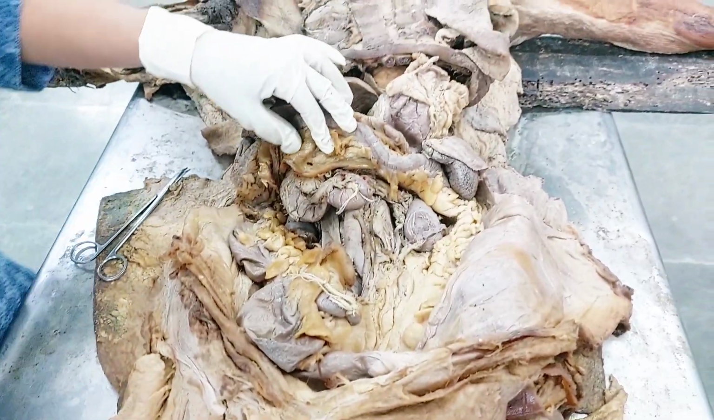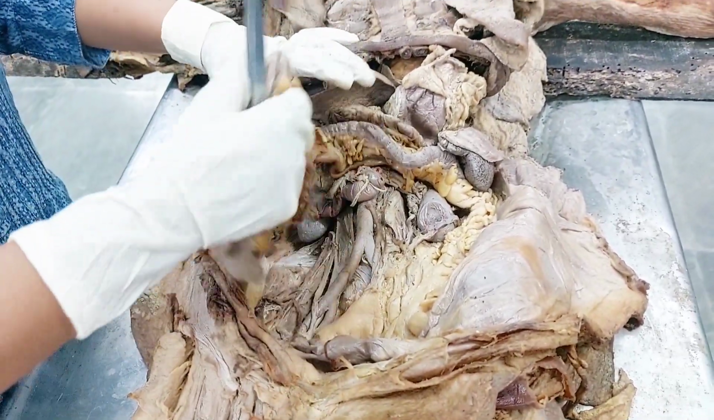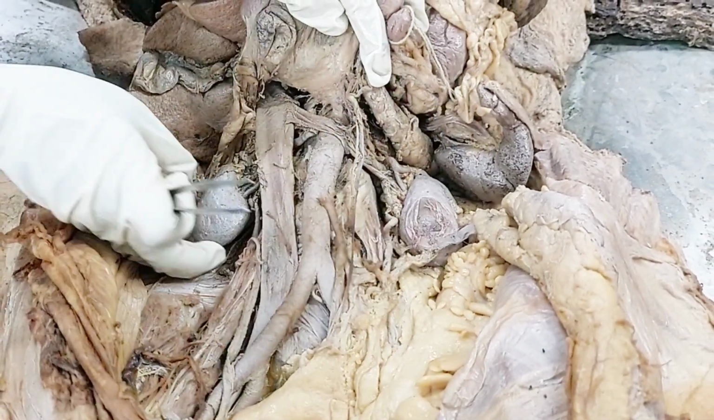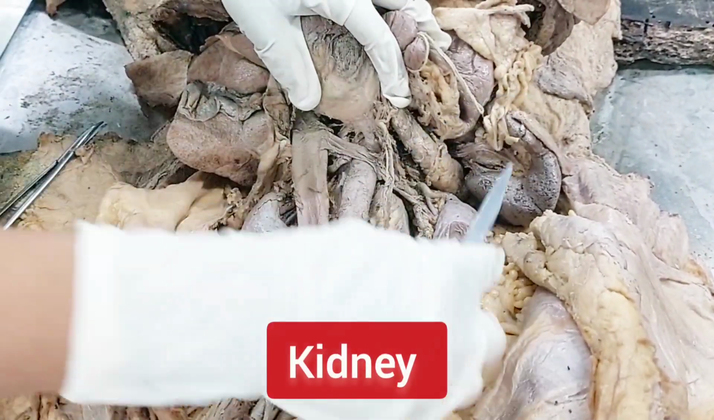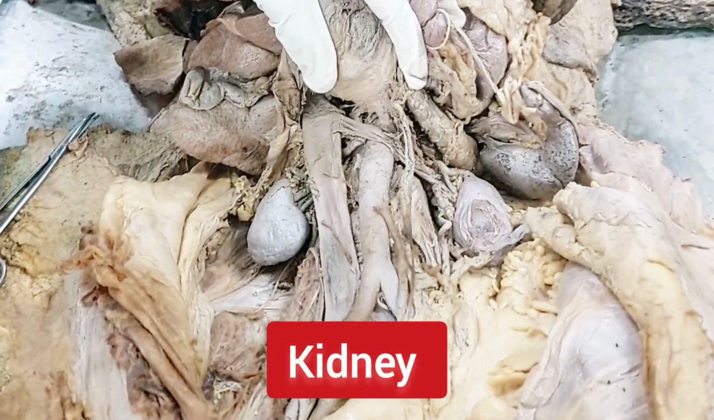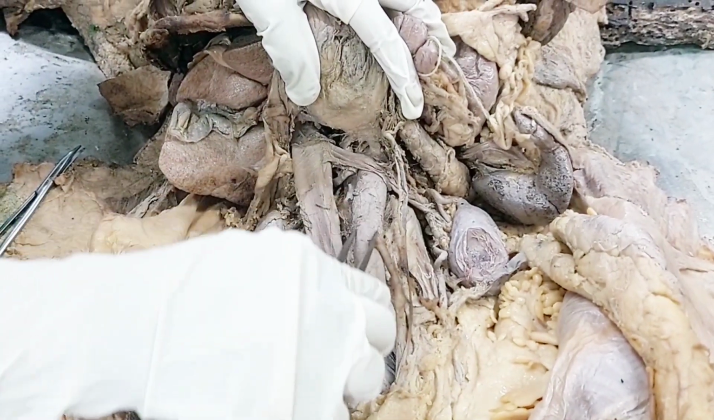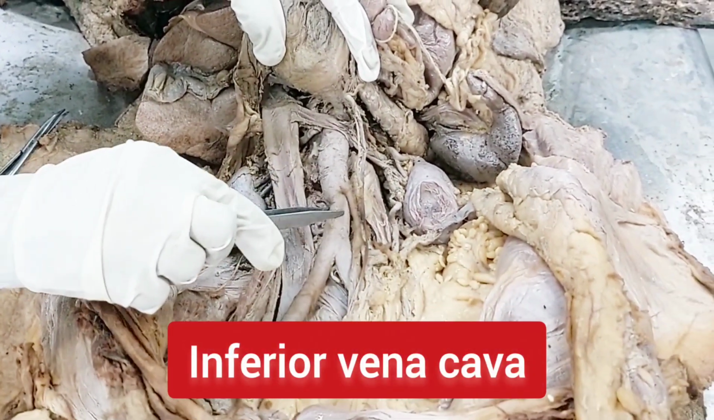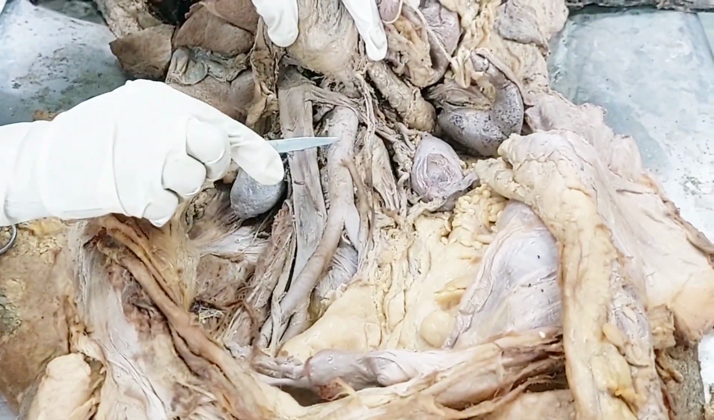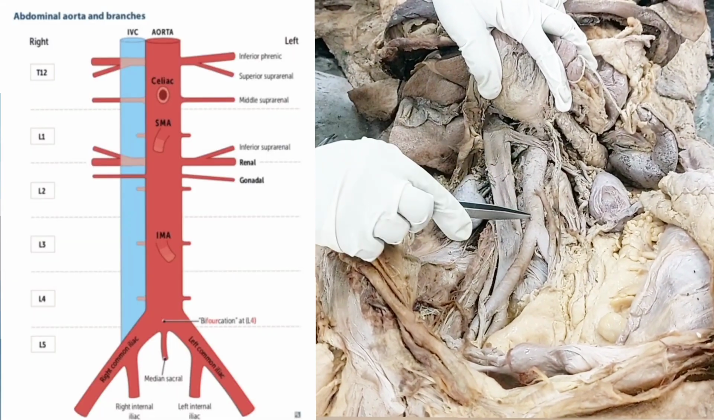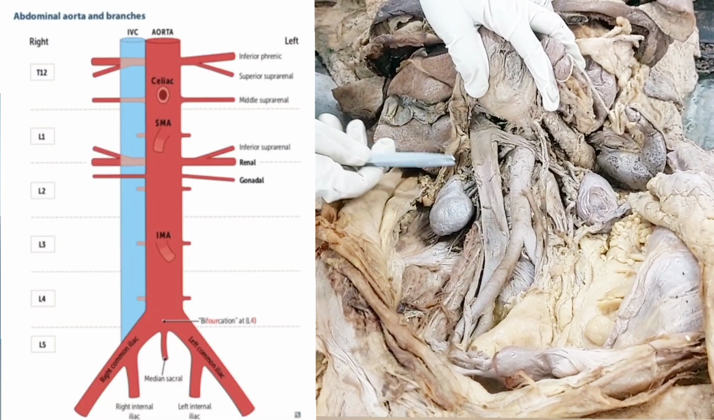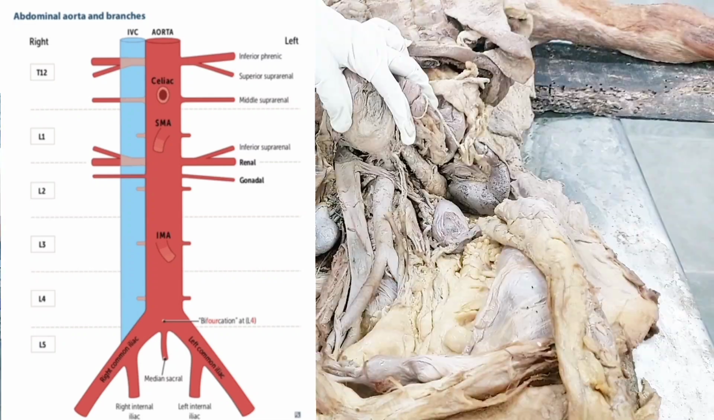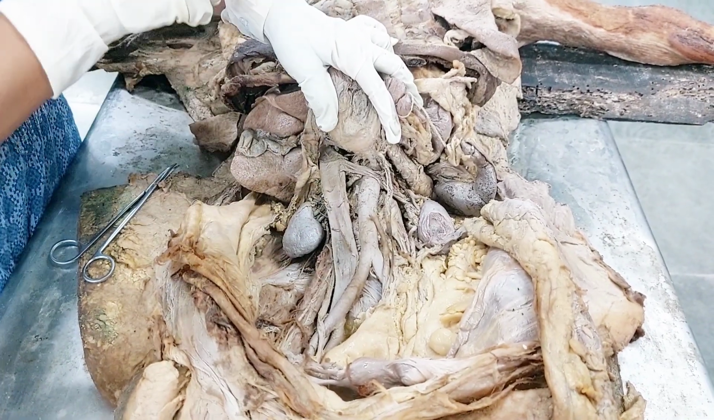Next, if we reflect all these structures, we can see the structures on the posterior abdominal wall. Here you can see the kidney on both sides, right kidney and on the other side left kidney. And two important larger vessels are abdominal aorta and inferior vena cava. Abdominal aorta on the left side, which is 10 cm in length approximately, and right to it is the inferior vena cava. It is wider than the abdominal aorta. It is about 20 to 22 cm in length.